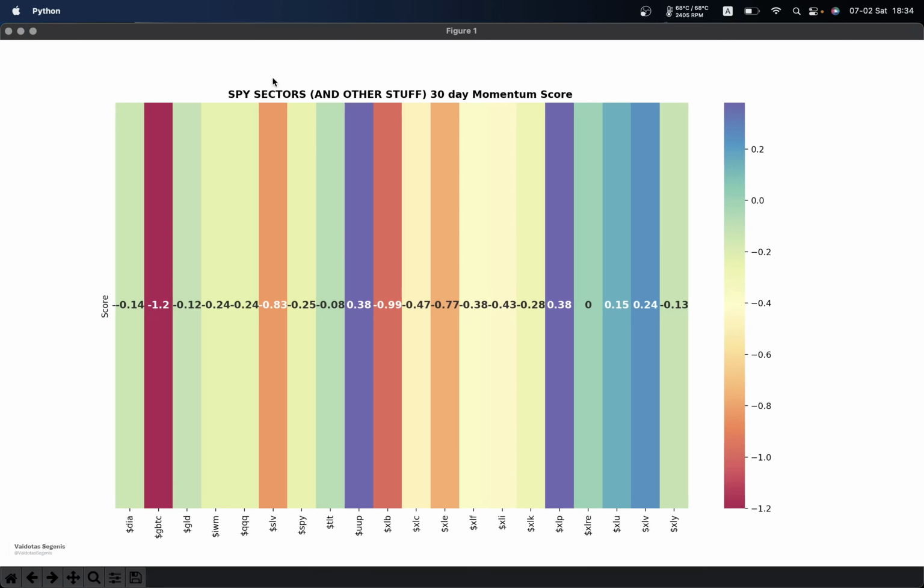Here I have this chart of the 30-day momentum score for SPY sectors and other things. Of course, I added Bitcoin here, and Bitcoin has a very negative momentum score. What has a positive momentum score? XLP, dollar, also slightly XLU, XLV. So basically, on a 30-day basis, we don't see a reason, for example, to go long SPY.